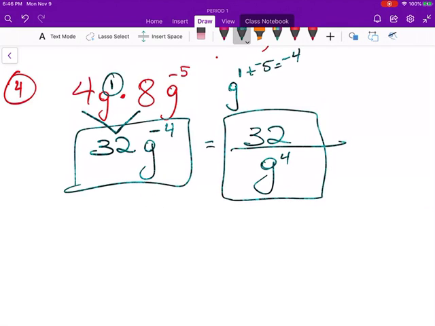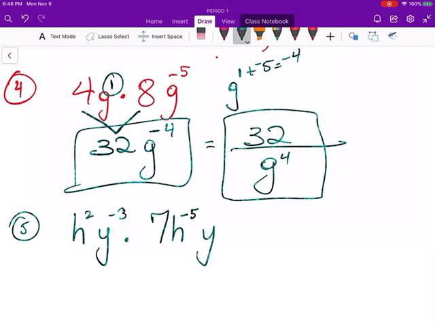All right, let me go over number 5. Number 5, we have h to the second, y to the negative 3, times 7h to the negative 5, y to the power of 5, times 3hy to the power of 3. Looks pretty long and complicated, but actually it is not. We're going to start with coefficients. So coefficients 7 and 3, those are the first ones you're going to multiply. 7 times 3 is 21.